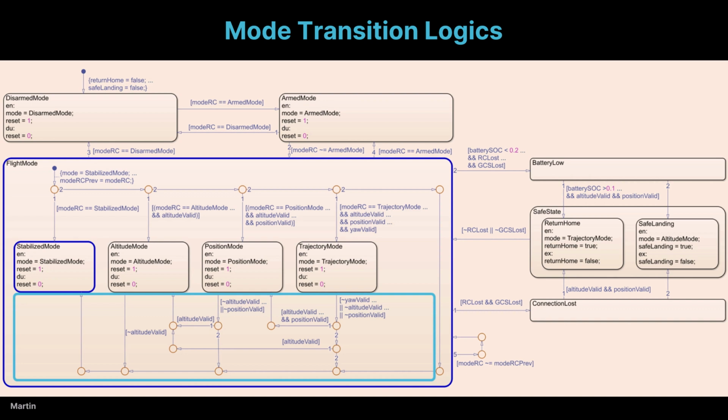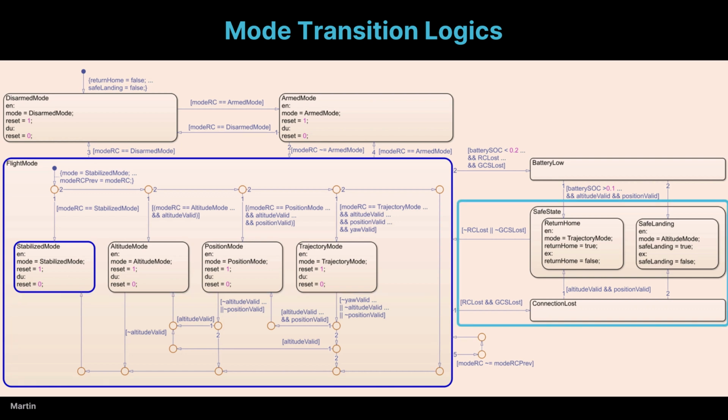Sensor health is continuously monitored. If a critical sensor fails, the system will automatically downgrade to a safer mode. The flight management also responds to critical external events, such as remote controller or ground control station signal lost, which triggers return to home or emergency land, depending on the configuration and available sensors. Low battery also initiates automatic return to home or safe landing, depending on remaining energy and distance to home.